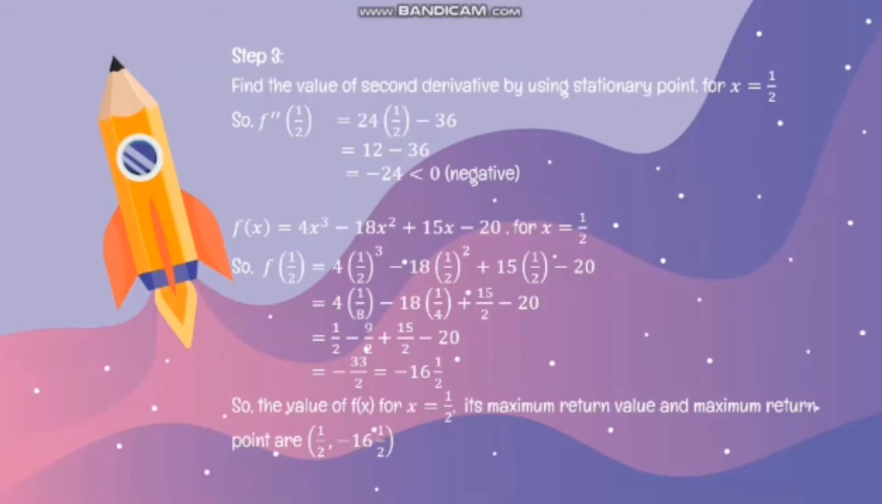So the value of f(x) for x equals a half is its maximum value, and the maximum point is a half, minus 16 a half.